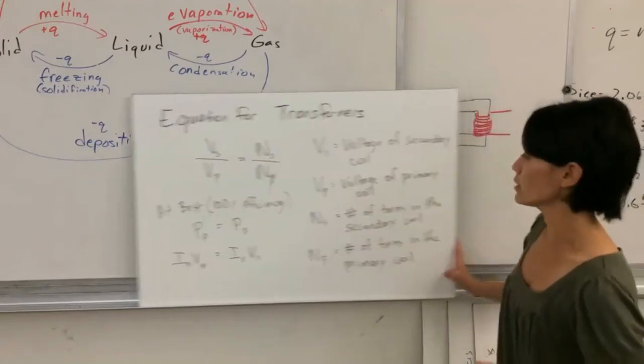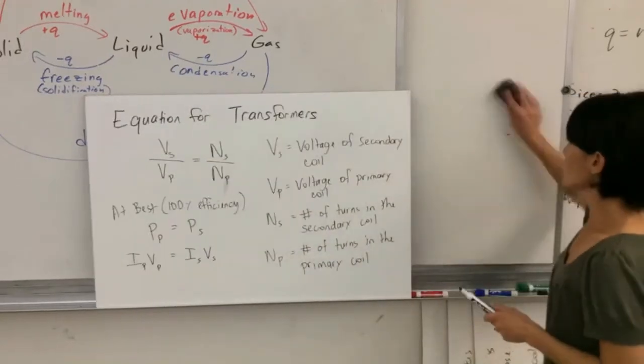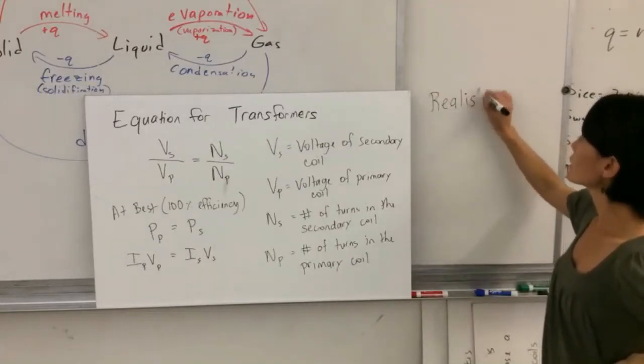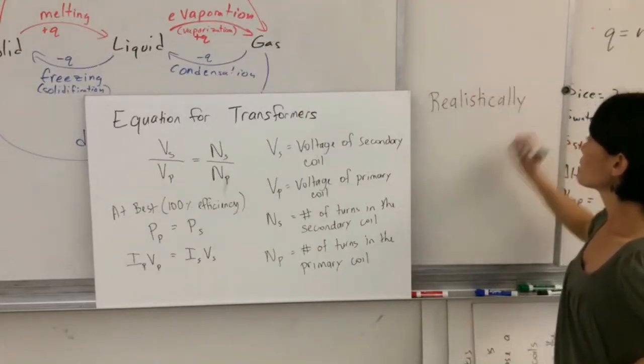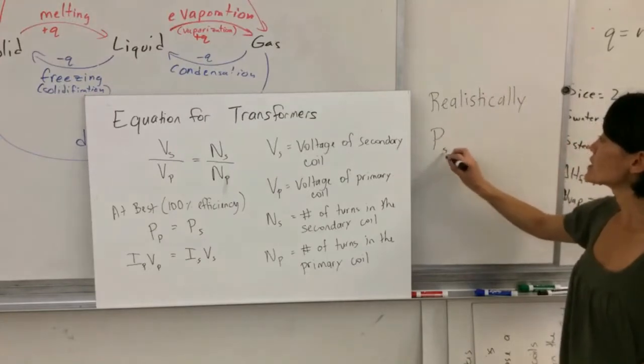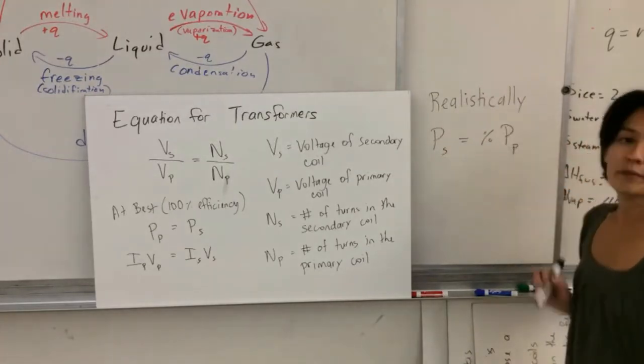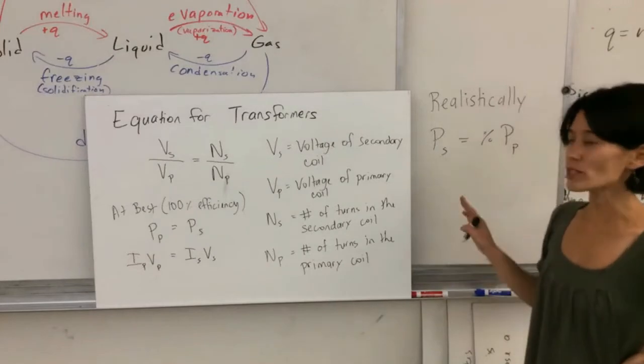Realistically though, I'm running out of room. Realistically, we lose some energy. So we'll write here, realistically, the power of the secondary is usually some percentage of the power of the primary. And we'll look at one or two examples of those.